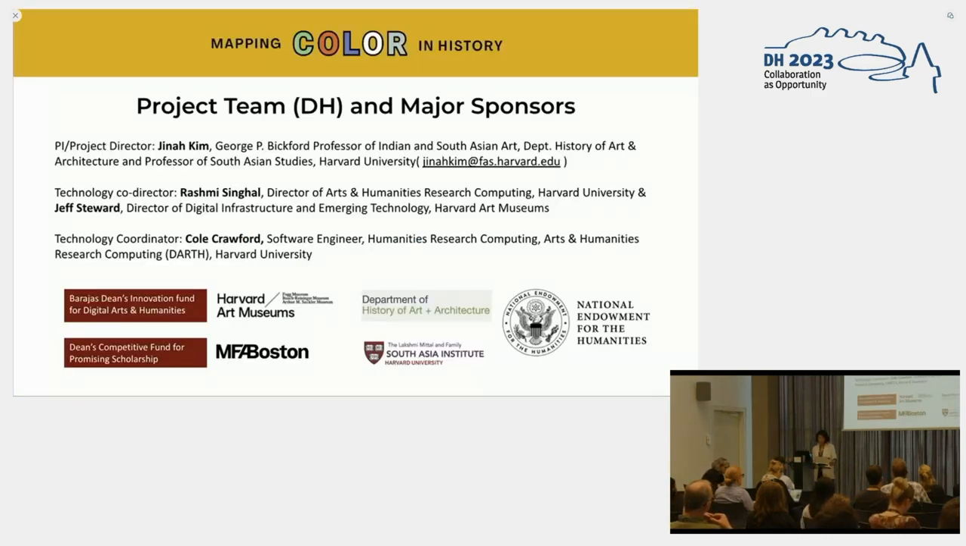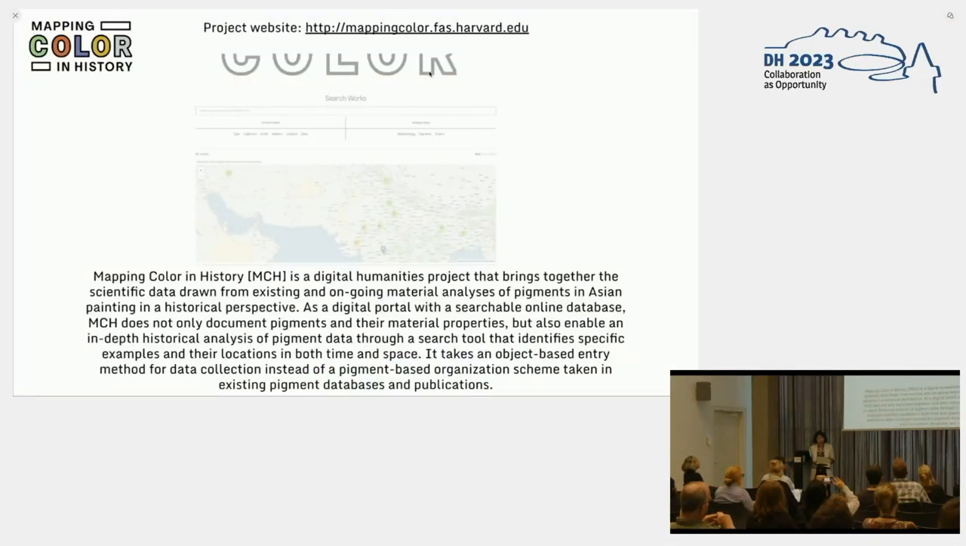So, and we have a big team. Mapping Color in History, or I'll refer to it as MCH, is a digital humanities project that brings together the scientific data drawn from existing and ongoing material analysis of pigments in Asian painting in a historical perspective. It documents pigments and their material properties, but also enables an in-depth historical analysis of pigment data through a search tool that identifies specific examples and their locations in both time and space.